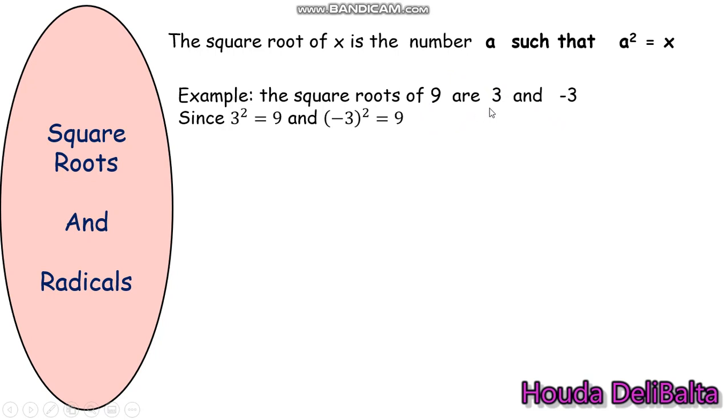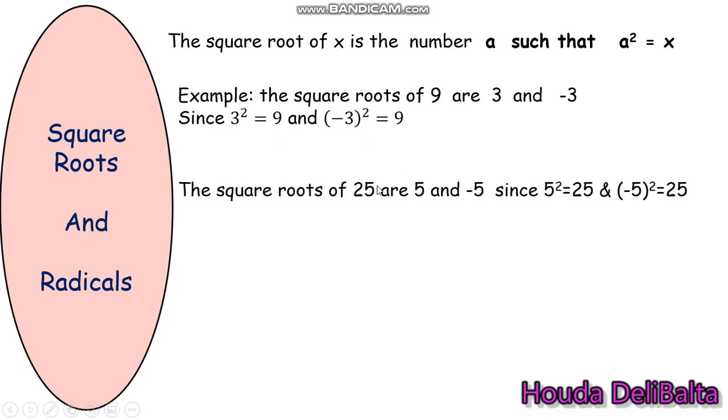One of them is plus 3 and the other is minus 3, because 3 squared gives 9 and also minus 3 squared gives 9. Similarly for 25. When I'm asked to find the square roots of 25, I have to write that they are 5 and minus 5, because 5 squared gives 25 and minus 5 squared gives 25.